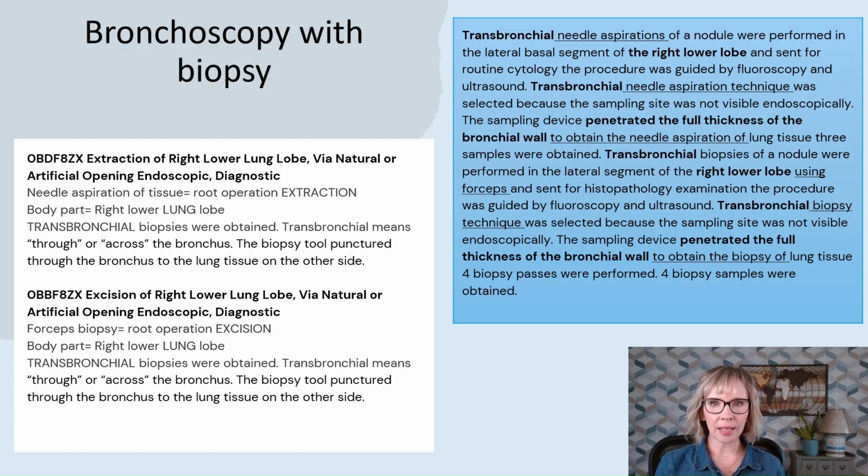In this case, they did 2 biopsies utilizing 2 different methods, so we're going to need 2 codes. First, they obtained a transbronchial needle aspiration biopsy of the right lower lobe. Then they obtained transbronchial forceps biopsy of the right lower lobe. These were both transbronchial with the sampling device penetrating the bronchial wall to access lung tissue. So our body part for both procedures is the right lower lung lobe.